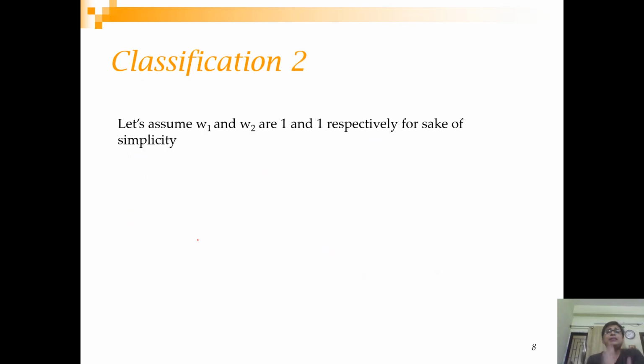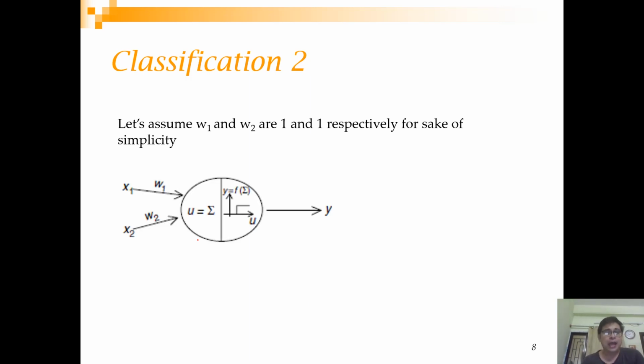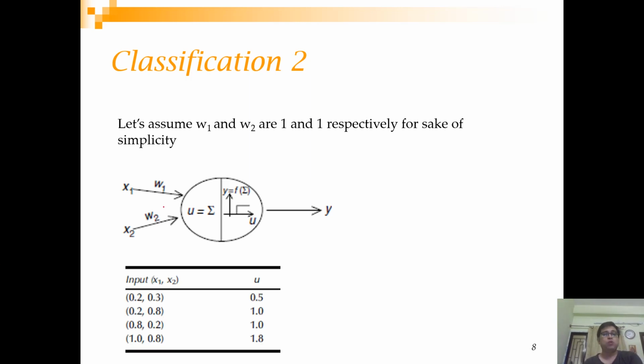All right, so let's start by assuming that W1 and W2 are 1 and 1 respectively. Let's put W1 and W2 as 1, and look at this aggregated value. We'll just sum it up, right? W1 and W2 are 1, so 0.2 plus 0 is 0.2, 0.2 plus 0.3 is 0.5, 0.2 plus 0.8 is 1, and so on and so forth. Now we are representing a threshold value.